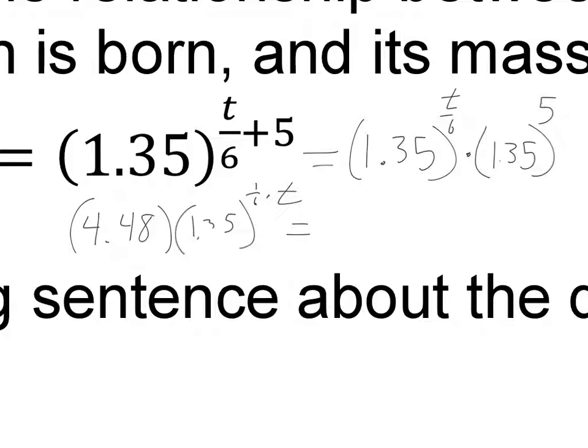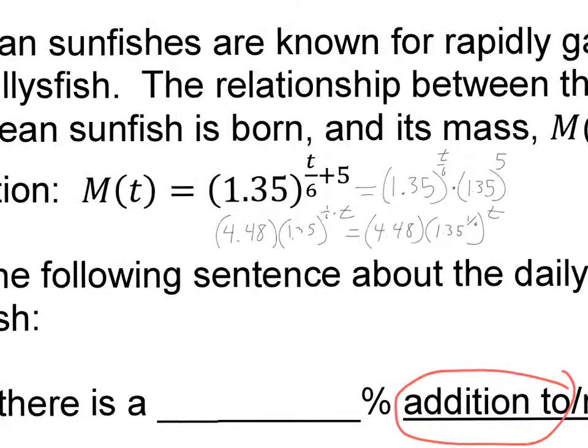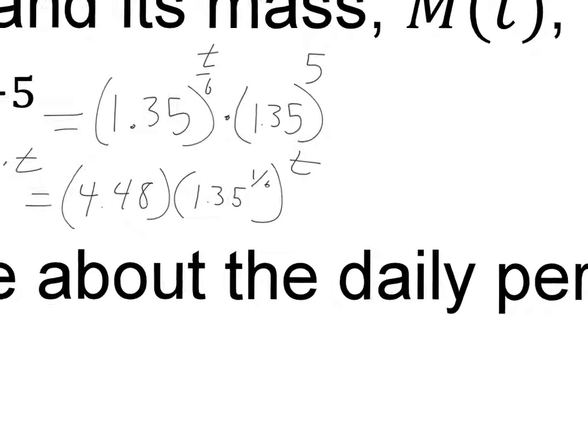I could write this whole function as 4.48 times 1.35 to the 1/6 power, to the t. And now I have the exact same function, but I've used my properties of exponents to rewrite it in the basic exponential form, where I have the principal amount, I have some rate, which I have yet to simplify, and then this is t in days. So now whatever this rate is in here will be based on a change per each day.